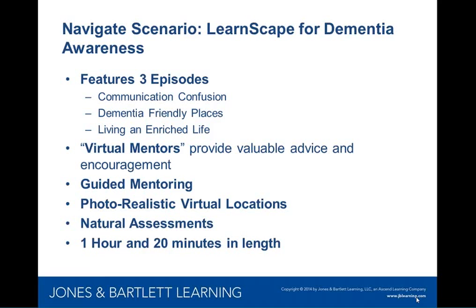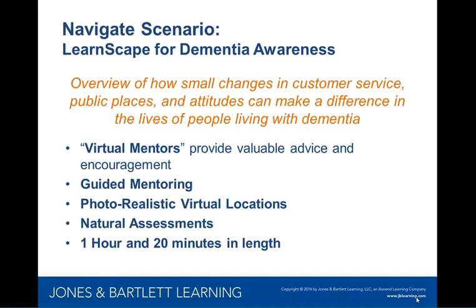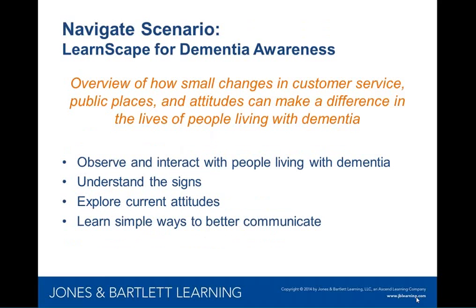Photorealistic virtual locations can give students the opportunity to see what individuals go through in their daily life. Natural assessments are also part of this product, and in total, the product runs 1 hour and 20 minutes in length. Navigate Scenario for LearnScape for Dementia Awareness highlights some of the excellent techniques that can be used for communicating effectively. Each of the episodes provides students real-life experience around what individuals with dementia go through and how the attitudes of those around them affect them.